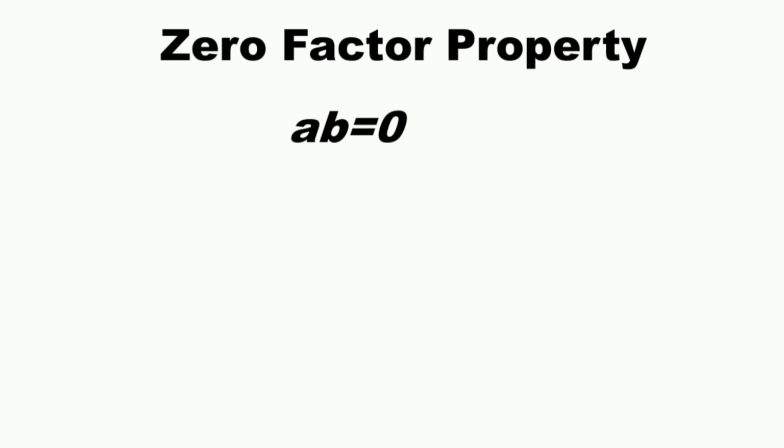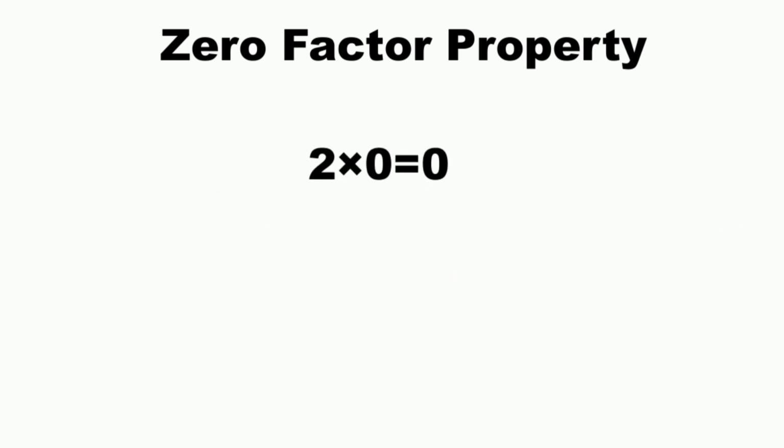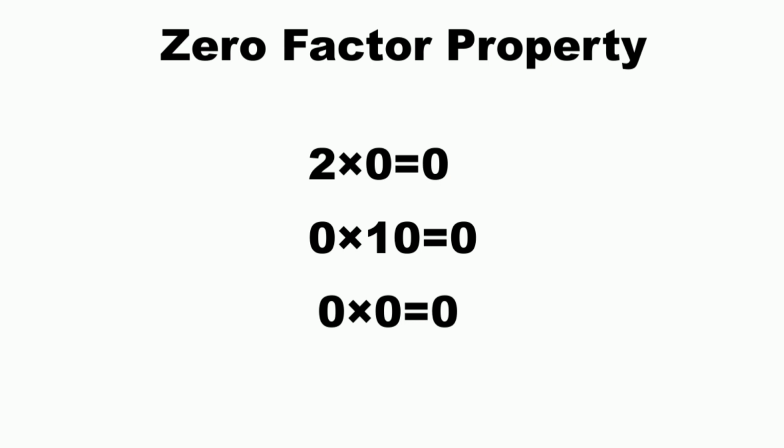It states that if a and b are real numbers, and you multiply a times b equals 0, then a must be 0 or b must be 0, or both are equal to 0. So for example, we have 2 times 0 equals 0, or 0 times a number, or 10, equals 0, or 0 times 0 is 0. So any number multiplied by 0 is 0.